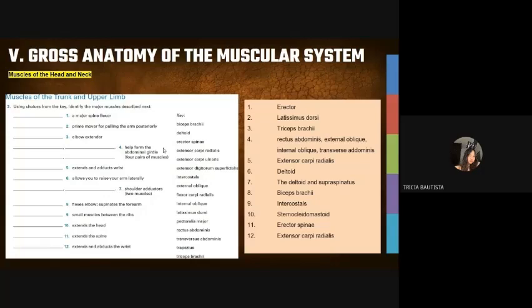Number 10, extends the head. It is the sternocleidomastoid. Number 11, extends the spine, which is the erector spinae. Number 12, extends and abducts the wrist is the extensor carpi radialis. That's all. Thank you.